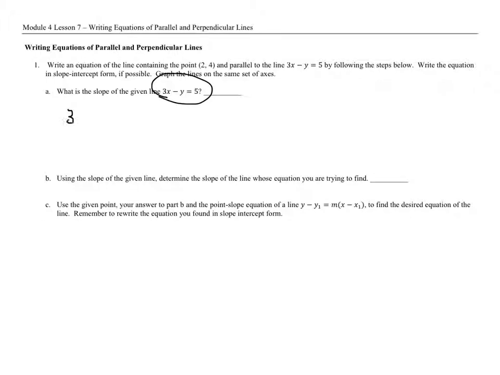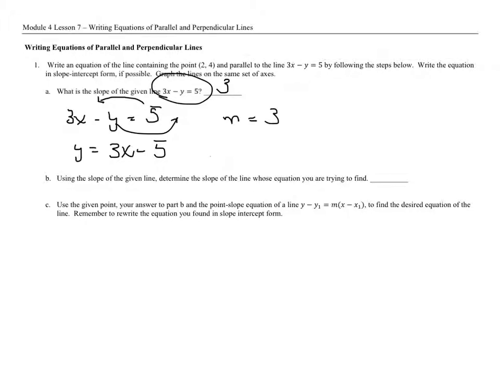So 3x take away y is equal to 5. I'm going to do this by switching the 5 over and switching this guy over here. So y is equal to 3x take away 5. So the slope is really easy to read off of it. It's just 3. So there he is. He's 3.